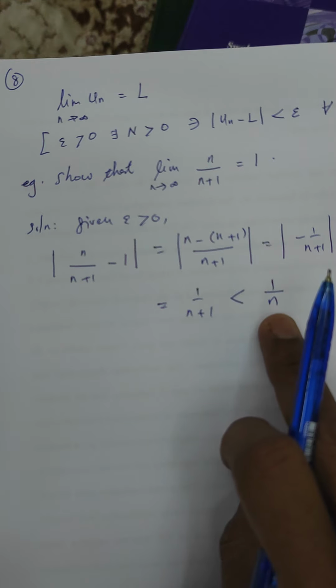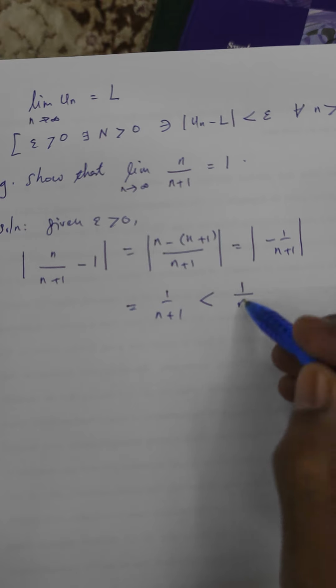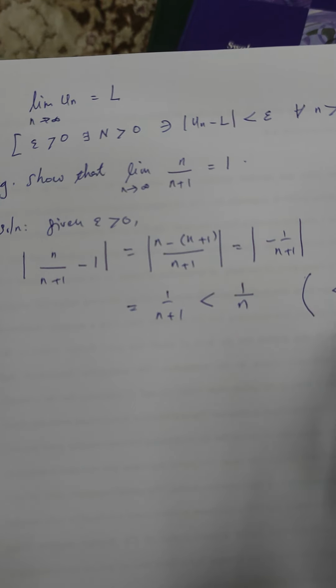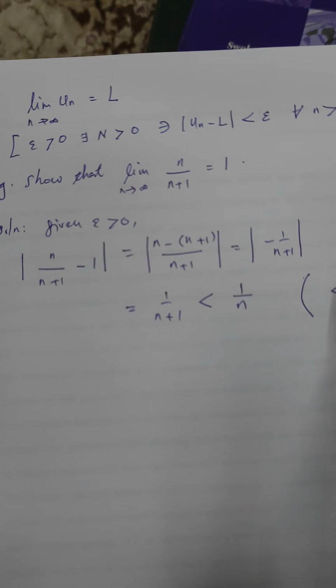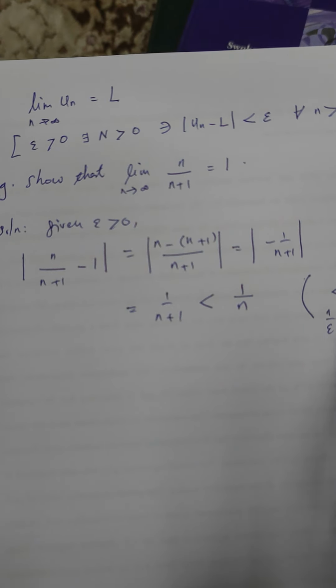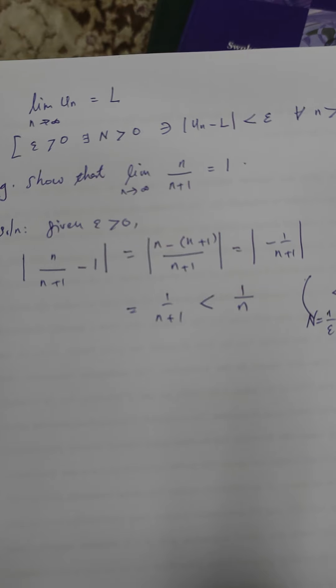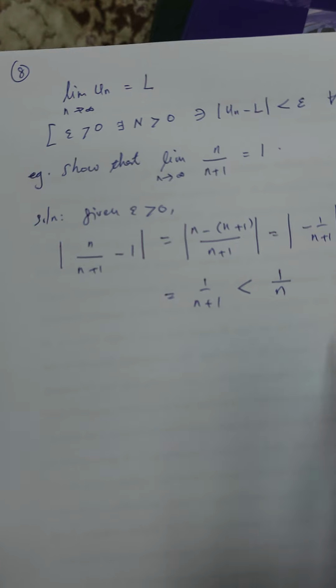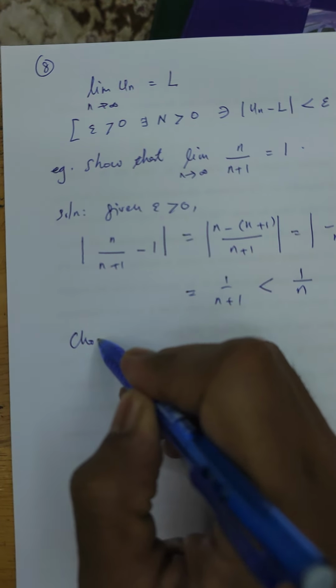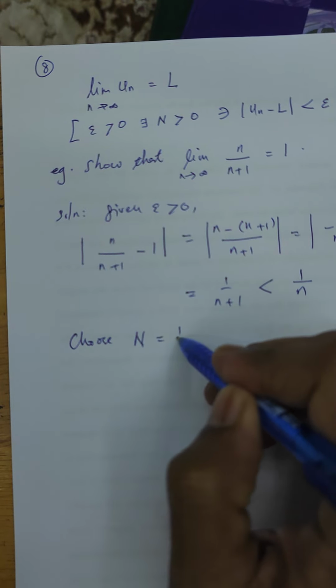Then remember that we want to show this is less than epsilon, and we want to choose what capital N is. So from there, of course, you can see that 1 over epsilon is greater than n. Just look at that relation. Then we can choose this as our N, so that all n after the capital N always satisfy the required condition. Now having done that, we choose N equal to 1 over epsilon.